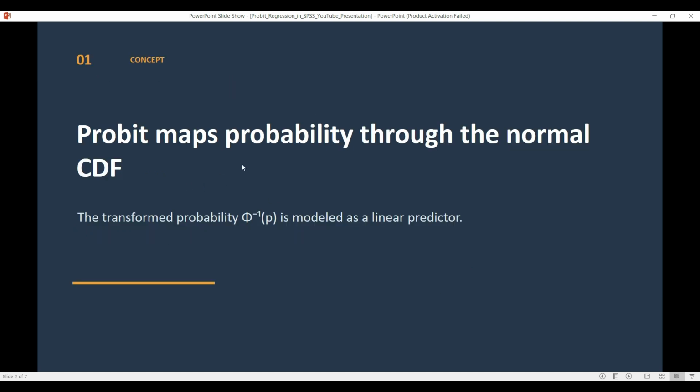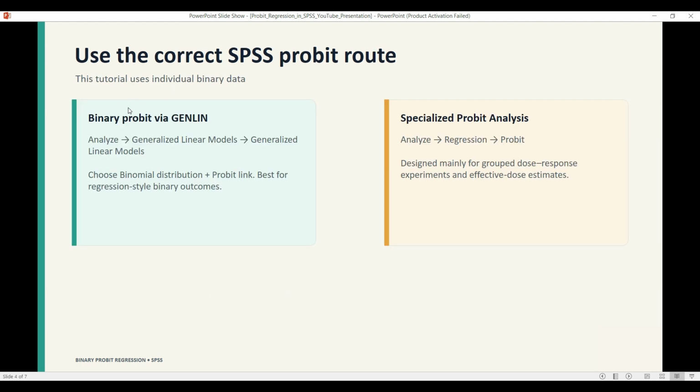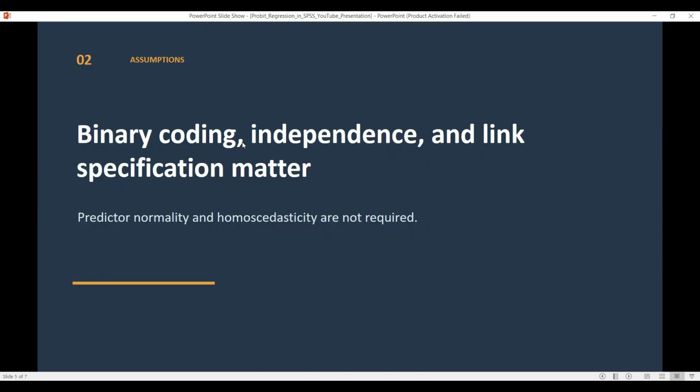So Probit maps probability through the normal CDF. And there are two ways to conduct Probit regression analysis in SPSS. First one, we do the binary Probit via analyze to generalized linear models. And second option is analyze to regression to Probit regression analysis. So we are going to do the binary Probit regression via generalized linear models.